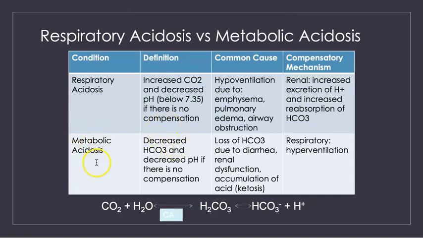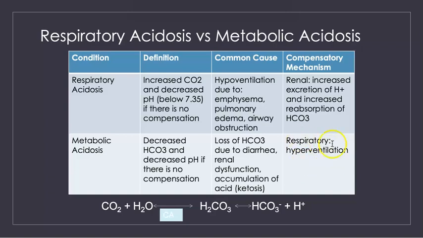Now, in the case of metabolic acidosis, and here it's defined as not due to an increase in carbon dioxide, but too little bicarbonate. What's happening is usually there's a loss of the bicarbonate, either due to diarrhea, a renal dysfunction, or a very high level of ketosis. And again, if the problem is at the level of the kidneys or your intestines, the only way to compensate for that is going to be via the respiratory system.